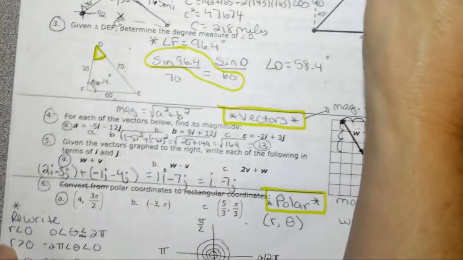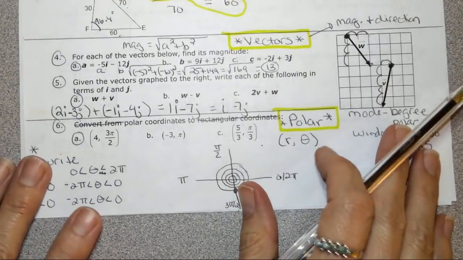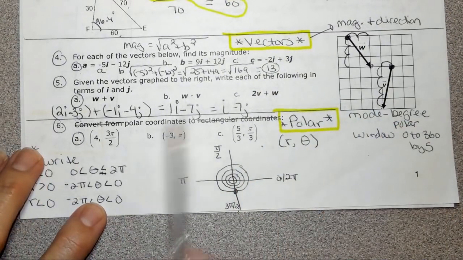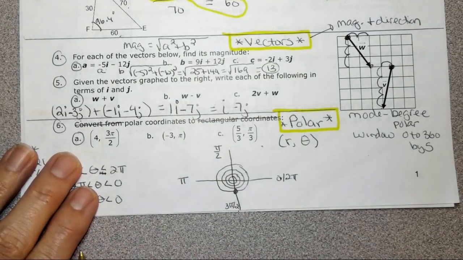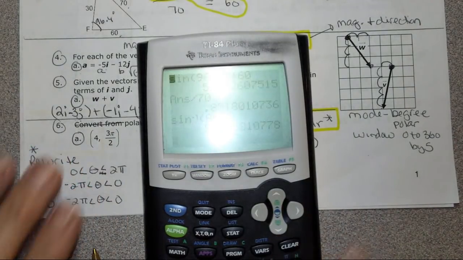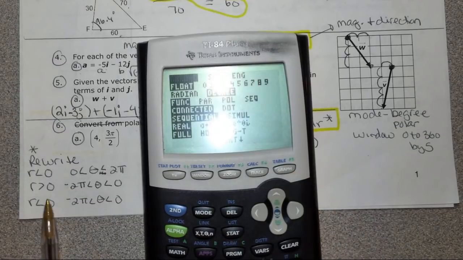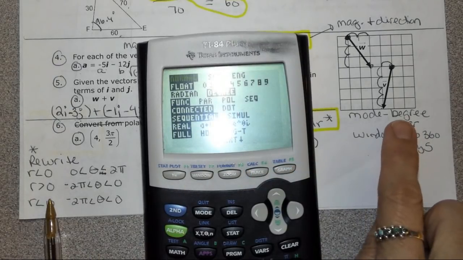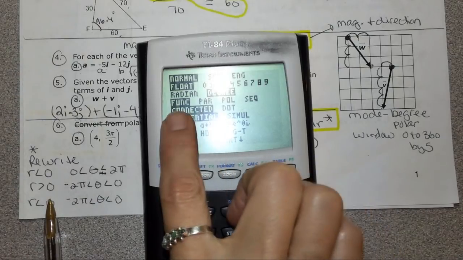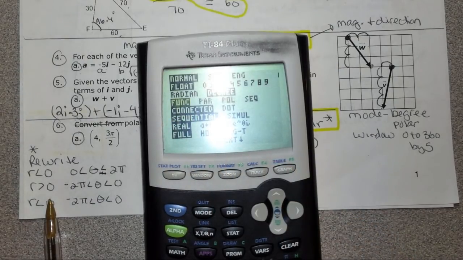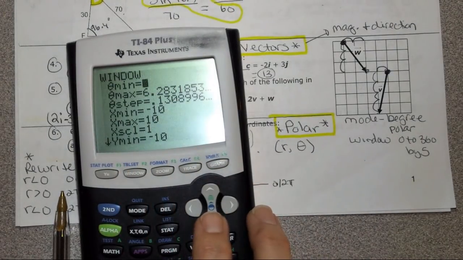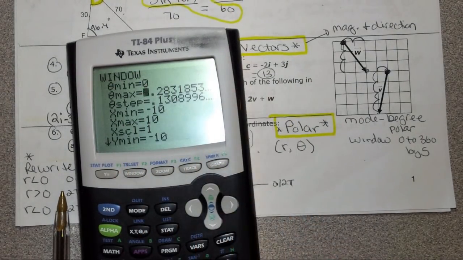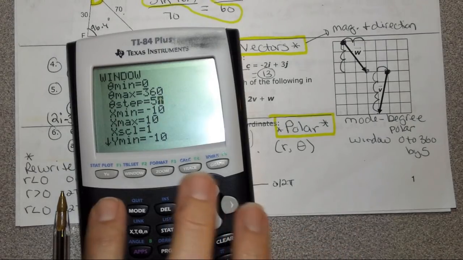The next section of the review is wanting me to convert from polar coordinates to rectangular coordinates. So this whole section is about polar. And before we start anything that has to do with polar, one thing we want to go ahead and do is go to mode, and I want to be in degree, and I also want to be down here, instead of being in functions, I want to go over here to polar. I also want to go to my window, and since I'm in degrees, I want my window to go from 0 to 360, and I want to count by 5s.